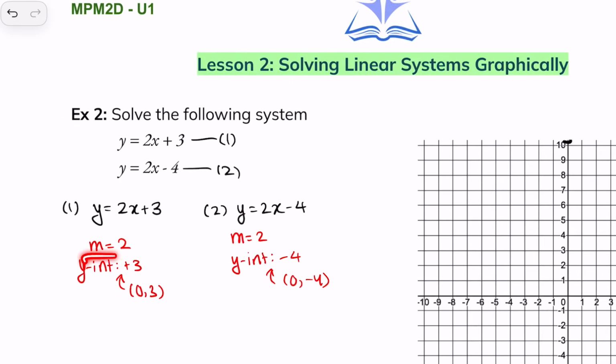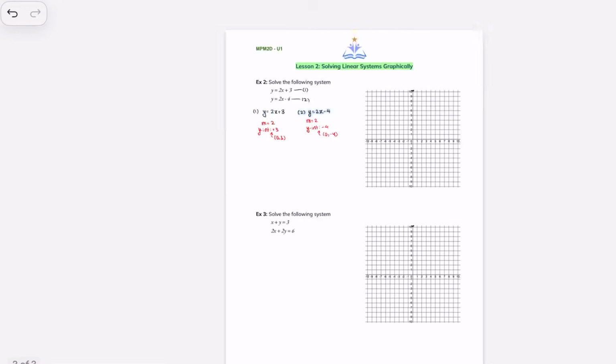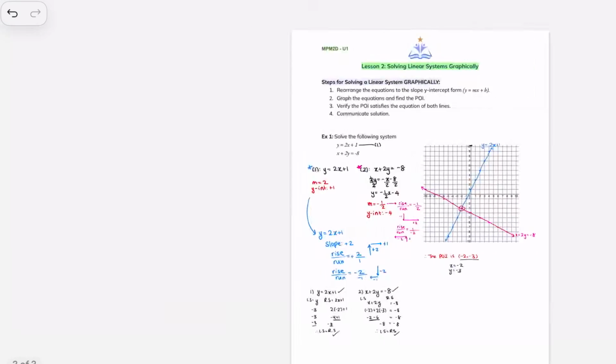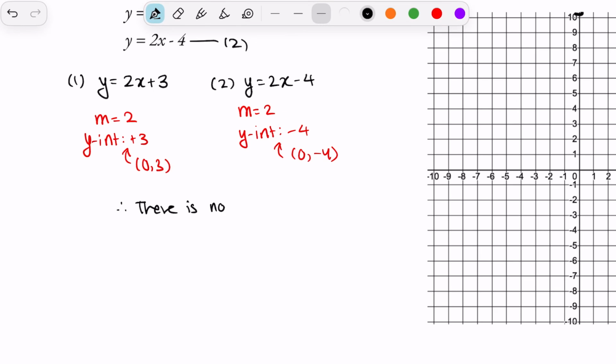So we know our slopes are the same and our y-intercepts are different. So should we expect to get a point of intersection? No, because our slopes are the same and our intercepts are different. So what we should see are parallel and distinct lines. So if I was on a test, I would just say there is no point of solution because the lines are parallel and distinct.